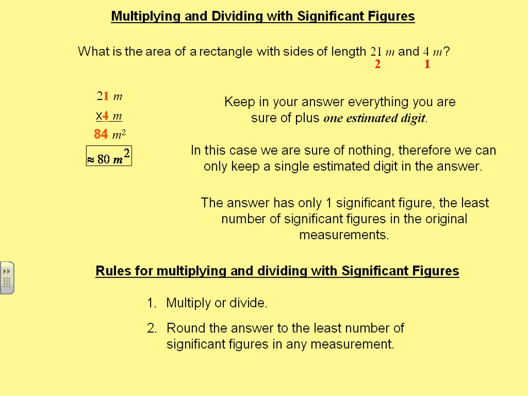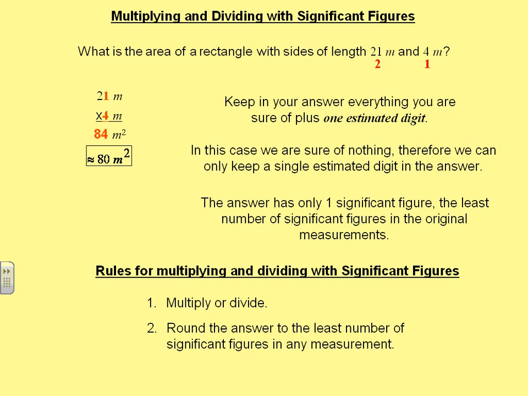Notice this is completely different from what we did with addition and subtraction. Addition and subtraction was the least precise number. Multiplication and division is the least number of sig figs. So they're different things that we have to do, and it's because of the way multiplication works versus the way addition and subtraction are columns.